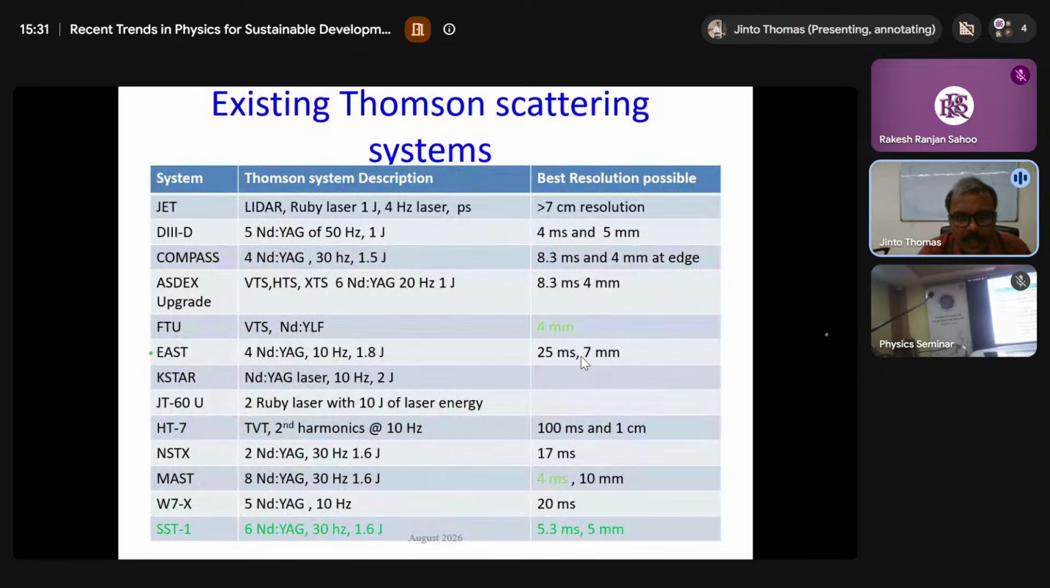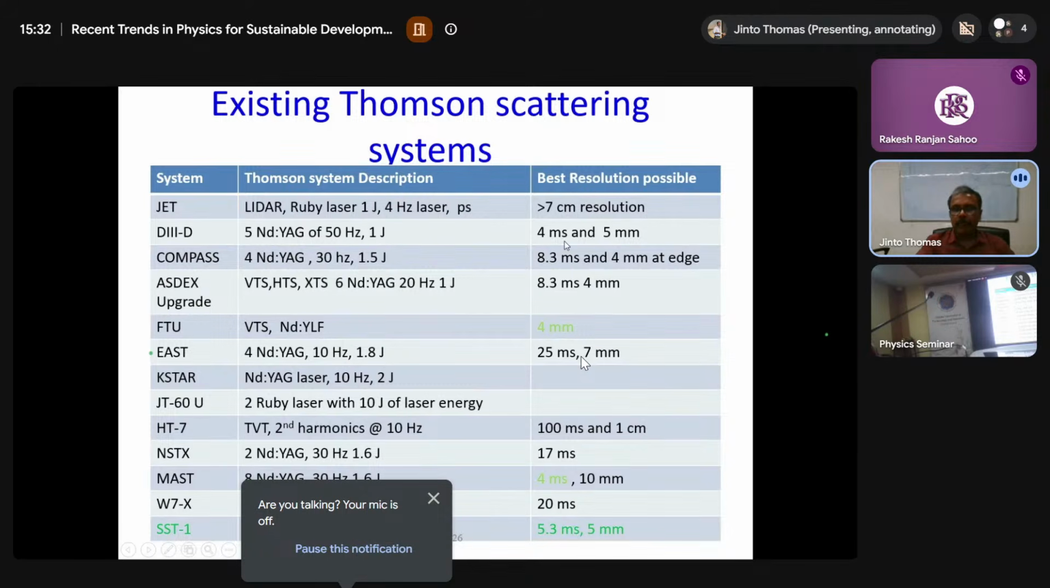Now, if you consider that there are a number of tokamak and fusion devices, this is a list of Thomson scattering systems available elsewhere, and we can see that the SST1 Thomson scattering system is almost at par with many of the contemporary machines, where we can have a spatial resolution of 5 mm and a time resolution of 5.3 millisecond. Only a few systems elsewhere have a better time resolution and spatial resolution than this.